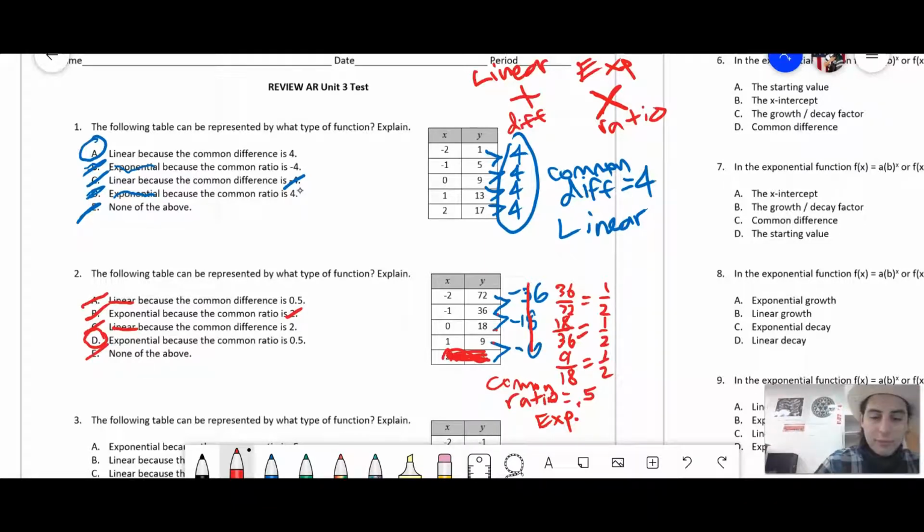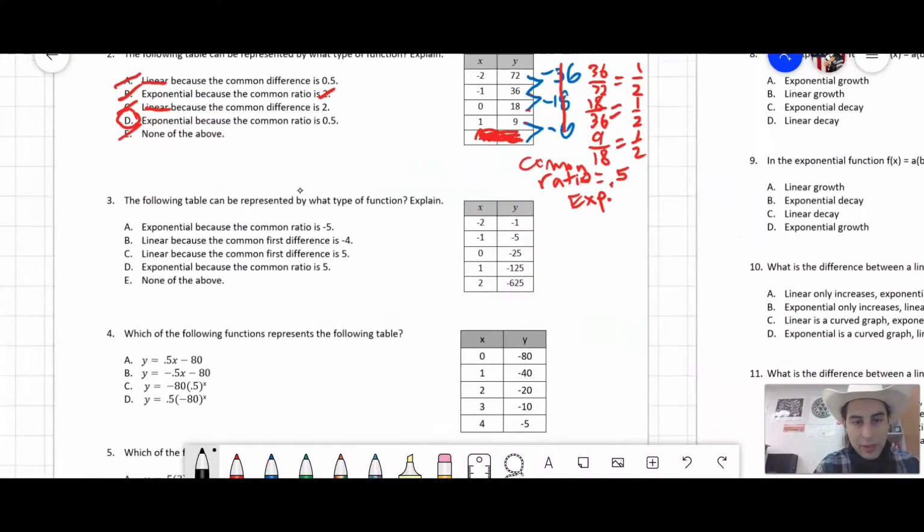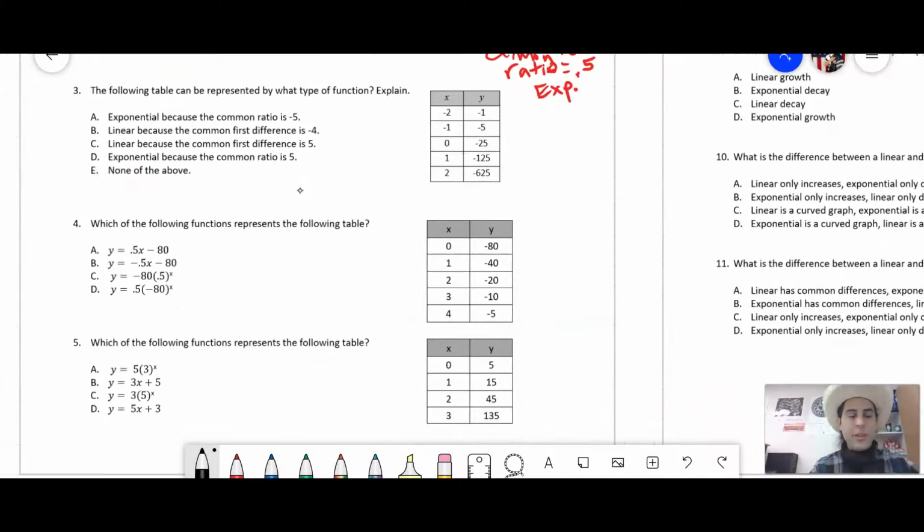All right. Number 3, the following table can be represented by what type of function? So once again, we are going to do common differences first and then common ratios.